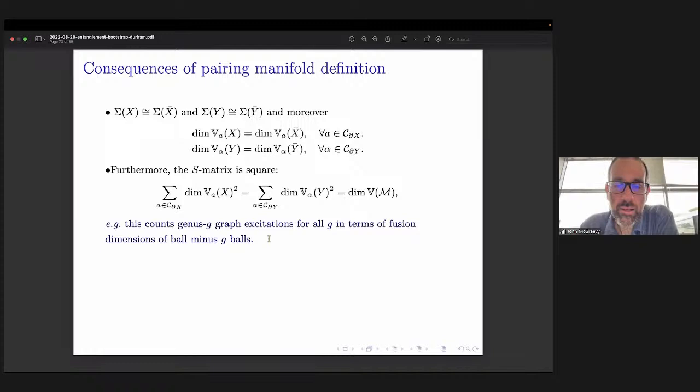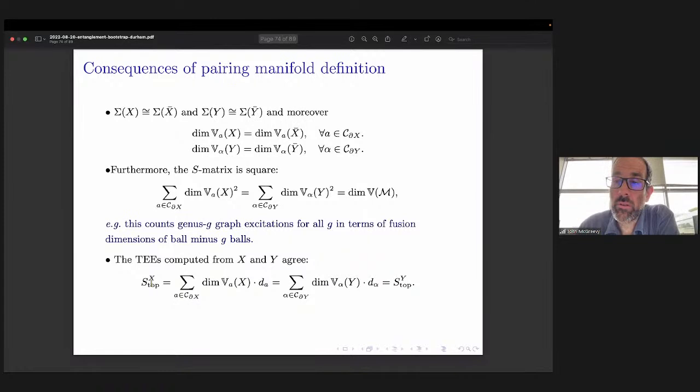This is not a relation I would have expected a priori. And then finally, the topological entanglement entropies, meaning the total quantum dimension associated with excitations of X, agrees with the total quantum dimension of excitations detected by Y.